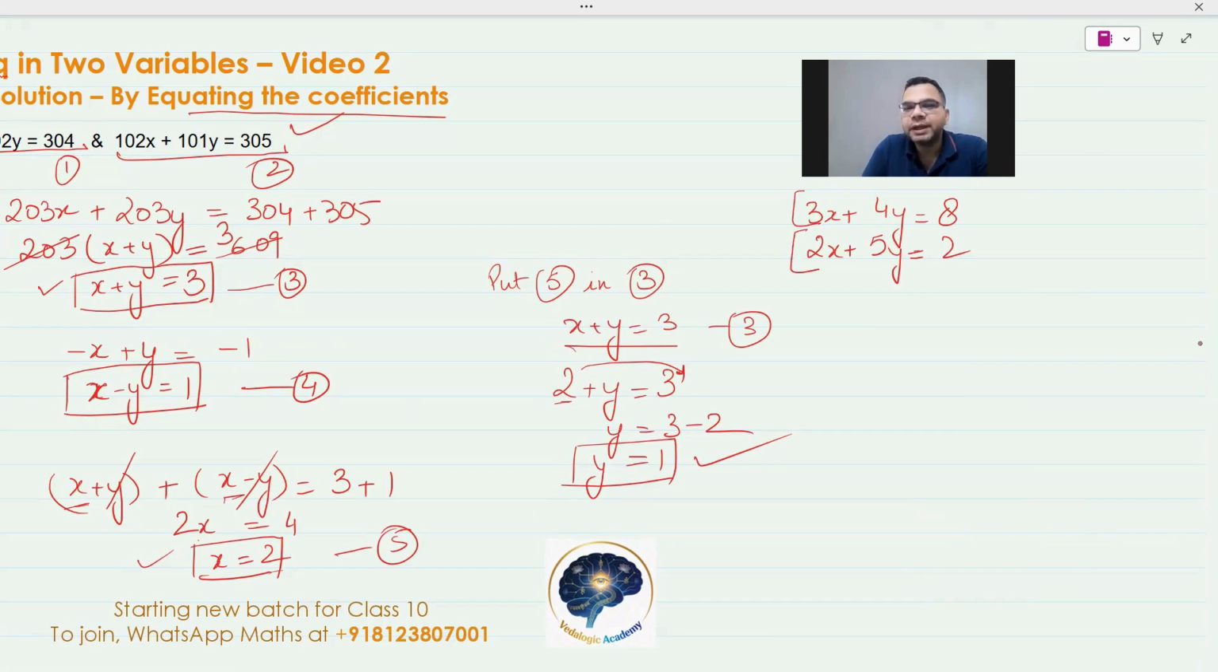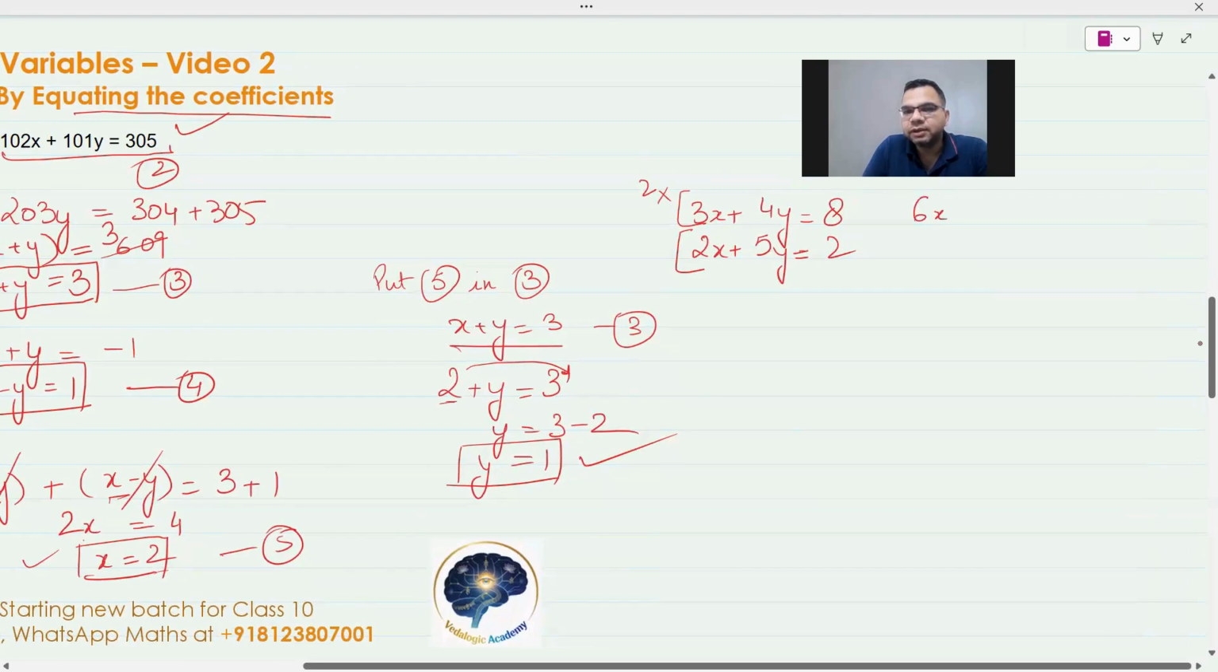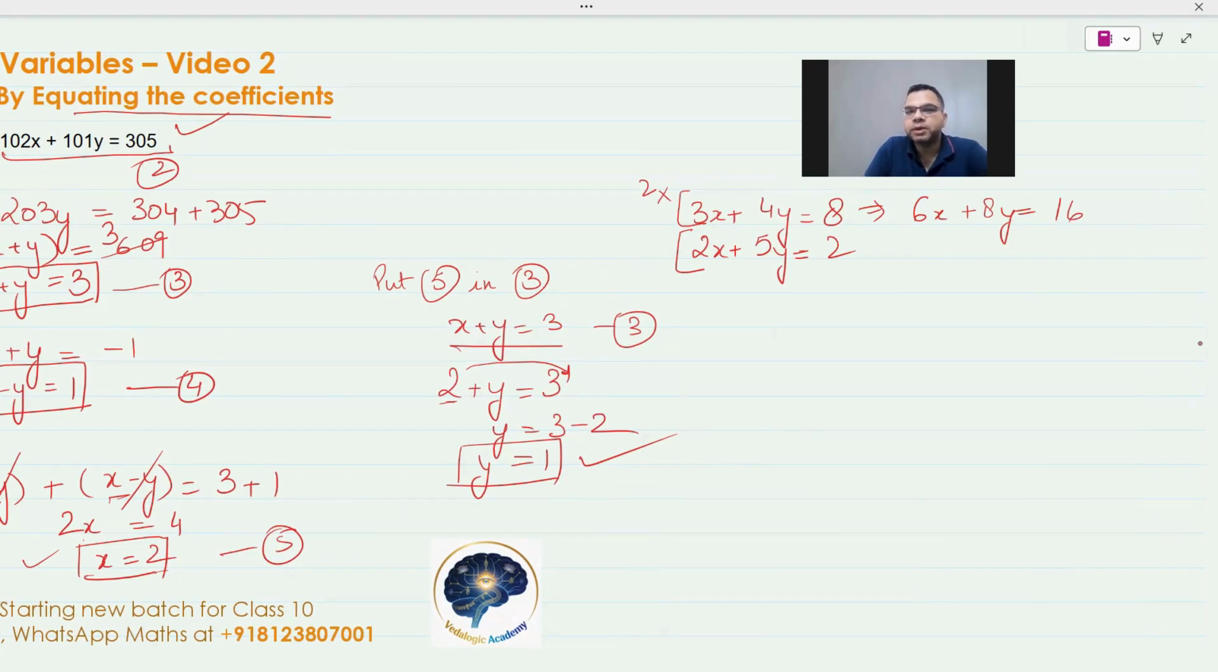If I take the LCM of 2 and 3, that is 6. So I have to bring 6 in both the equations for the coefficient of x, and then I can easily solve for y. How do I do it? I multiply this one by 2. So 2 into 3 becomes 6x, 2 into 4 becomes 8y, and 2 into 8 is 16. So when I multiply the whole equation by 2, it becomes 6x plus 8y equals 16. Similarly, I multiply this equation by 3, because I want the coefficient of x to be 6. 3 into 2 is again 6x.